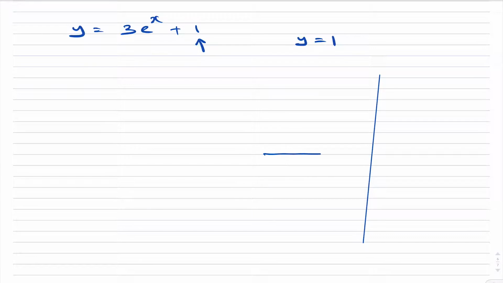Okay, let's try another curve: y equals 3e to the power of x plus 1. Again, the line of asymptote is going to be y equals 1 in that case. So when we sketch our curve, we draw a hidden line at y equals 1. That's the line the curve will approach.